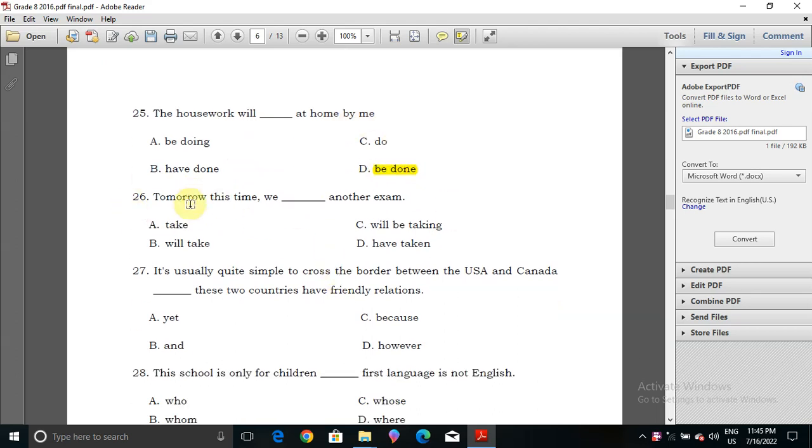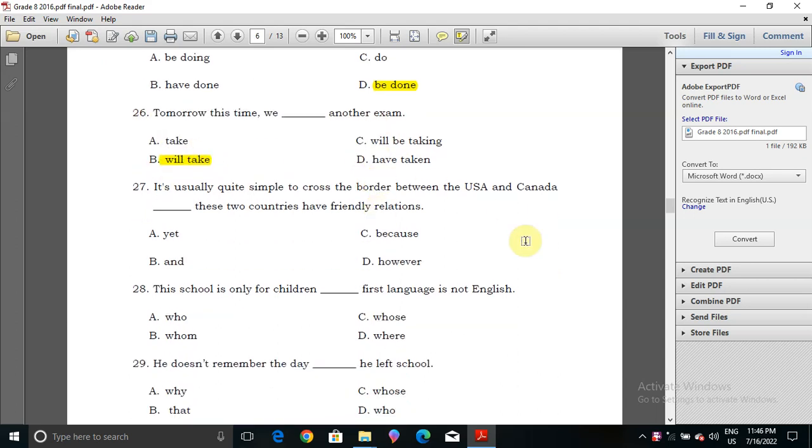Okay, now question number 26: "Tomorrow this time we dash another exam." Tomorrow this time, that means something will happen in the future, so we are going to use "will," but will be taking or will take? Of course it will be "will" plus verb 1, so it will be "will take." Tomorrow this time we will take another exam, so the correct answer for question number 26 will be choice B.